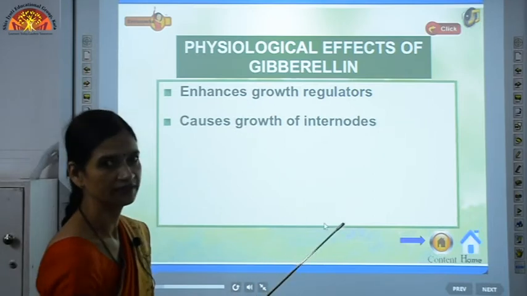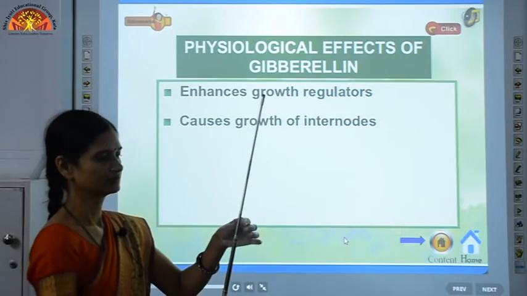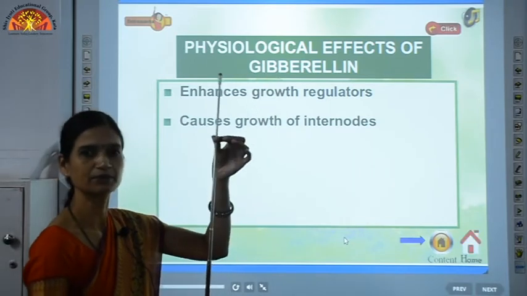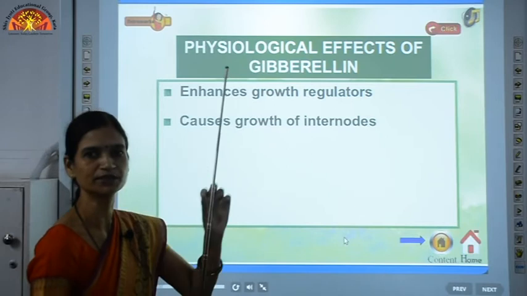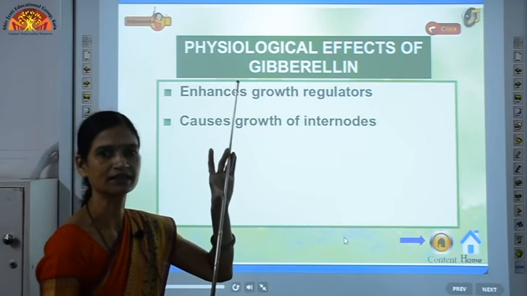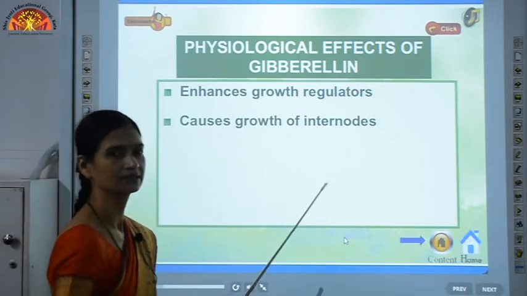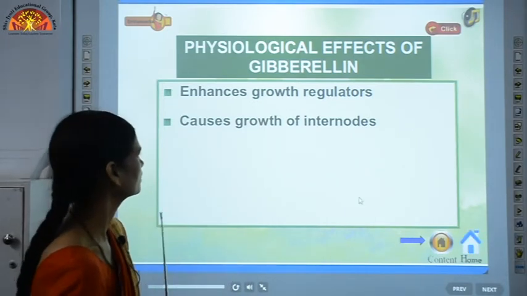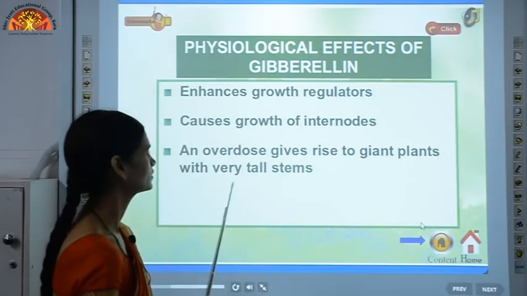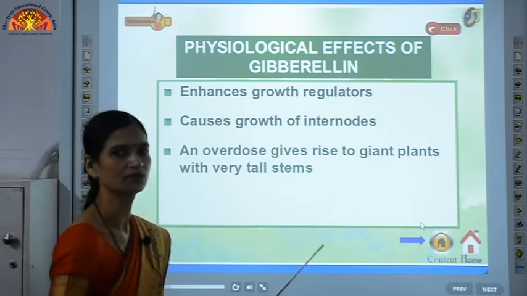Then it causes growth of internodes. Now you should know what is internode. Internode, suppose this is a stem, you can see some nodes here, है ना? This is one of the nodes, this is another node. तो ऐसे ही आप जब plant देखते हो तो some branches are arising from the node part, but the part between two nodes के बीच वाला part क्या कहलाता है? Internode. तो इसकी length को increase करने के लिए, to increase the length of the internode, the gibberellin is very helpful. तो it causes growth of internodes. And overdose, अगर हम gibberellin का बहुत ज़्यादा overdose देते हैं तो what will happen? It will increase the height of the plant very much, and those plants will be called giant plants.